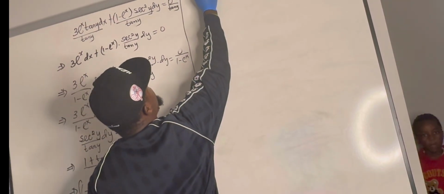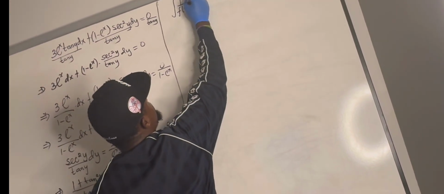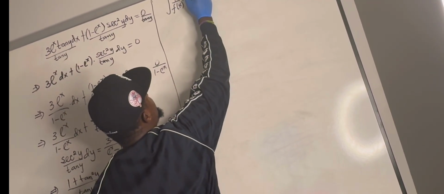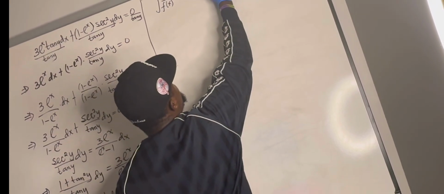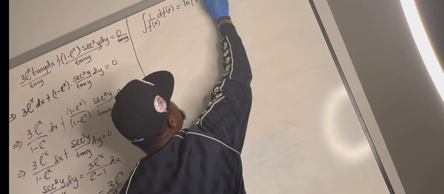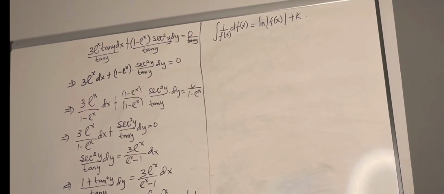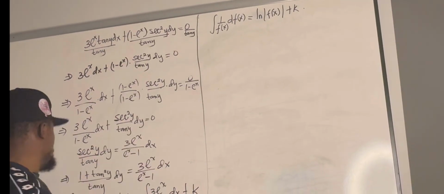Each time you have the integral of 1 divided by a particular function times the derivative or the differential of that function, the answer is ln the absolute value of that function plus a constant. Now, my integration here becomes easier if I apply this rule.